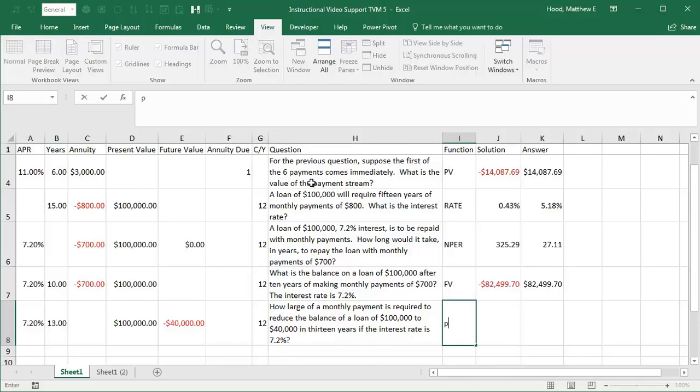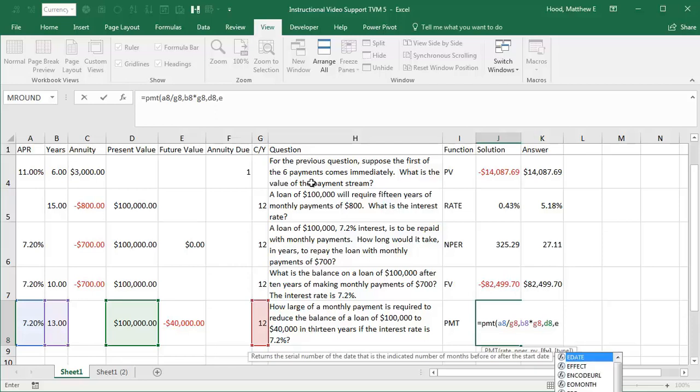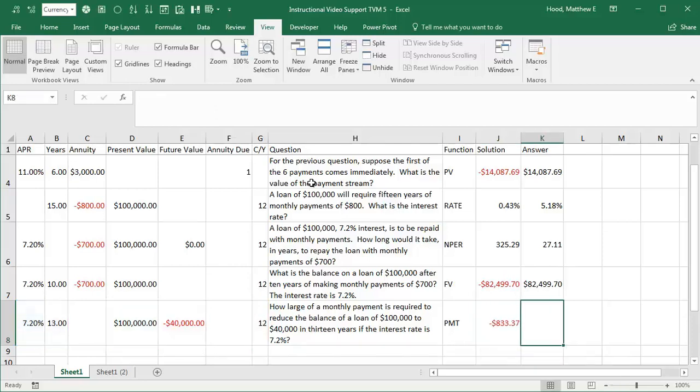Okay, so payment is the function. So payment, the interest rate is A8 divided by G8, or 7.2% divided by 12. Number of periods is 13 times 12. Present value is 100,000. The future value is minus 40,000, and that's sufficient. So it says minus 833, so I know that the cash has got to leave the hands of the borrower to the tune of $833.37 every month if they're going to make the balance go from 100,000 to 40,000 in just 13 years.